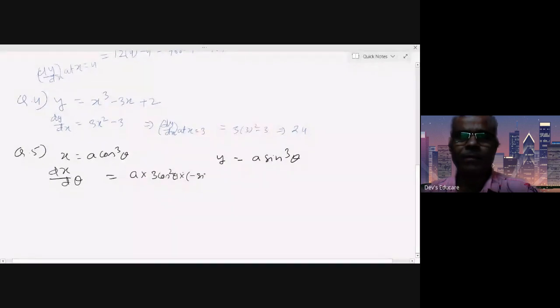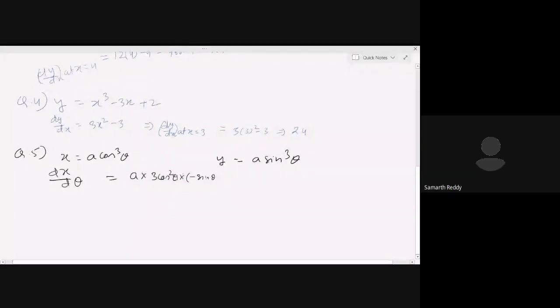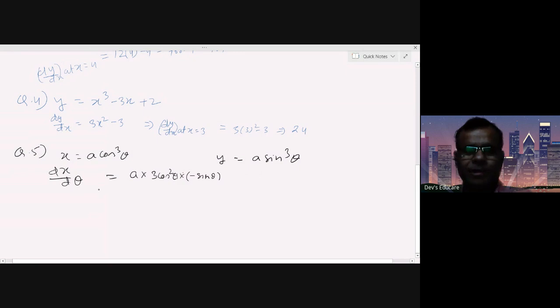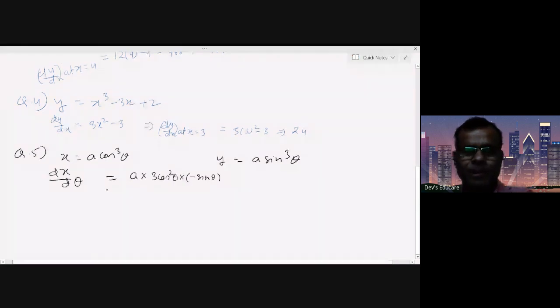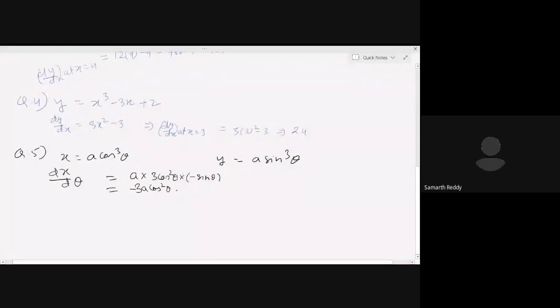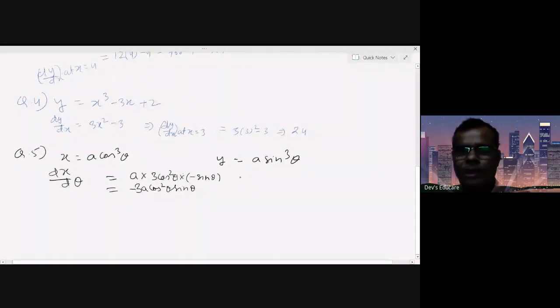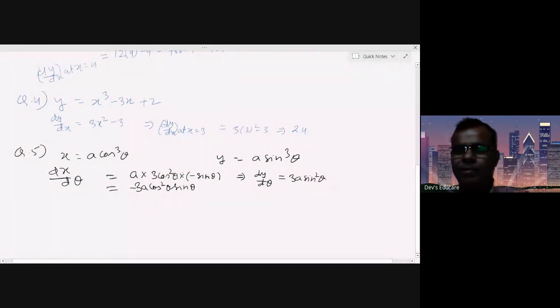Minus sine theta. Why minus sine theta? Because of the chain rule. So we have dx by d theta equals minus 3a cos square theta into sine theta. And from here we have dy by d theta equals 3a sine square theta into cos theta.